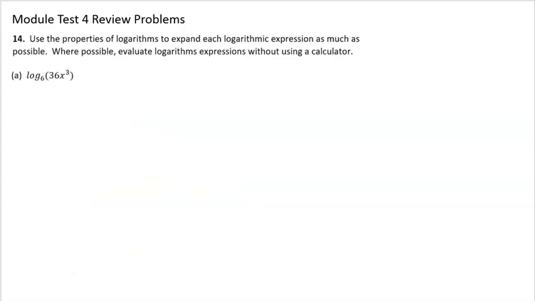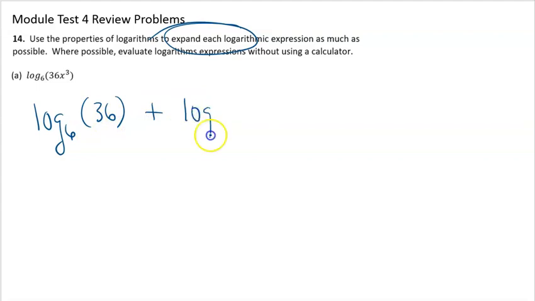Next, I'm supposed to expand. So notice expand means we're supposed to write this as more than one logarithm. Remember, multiplication means addition, division means subtraction, and if you have an exponent, you pull it in front. But look, can't pull this 3 in front right now because the 3 only applies to the x. So we have to handle our multiplication first. So this is going to be log base 6 of 36 plus log base 6 of x to the third. Catch that? Again, the whole thing's not raised to the third, just the x.